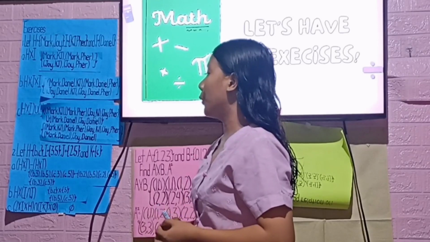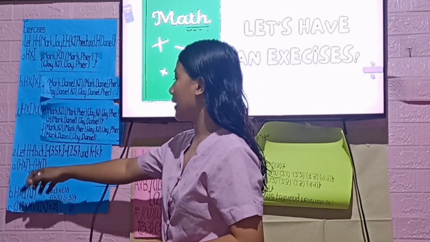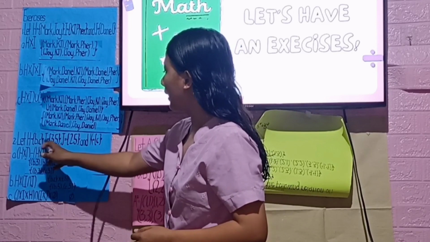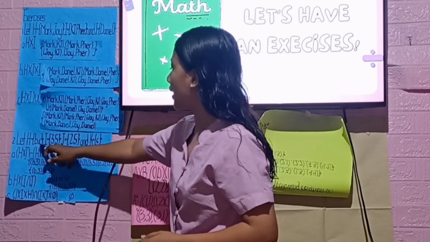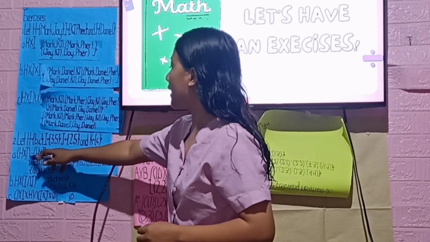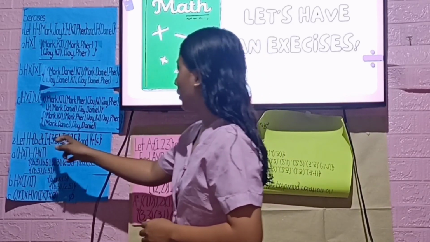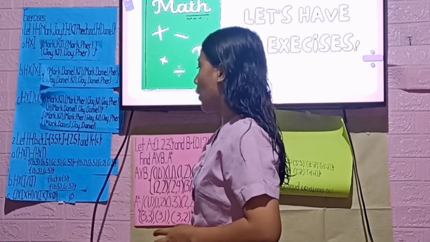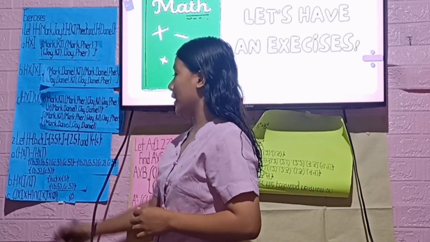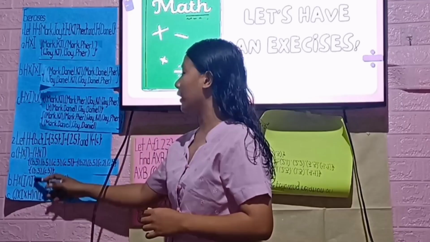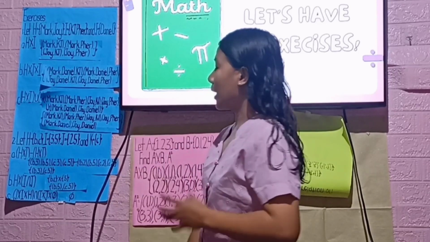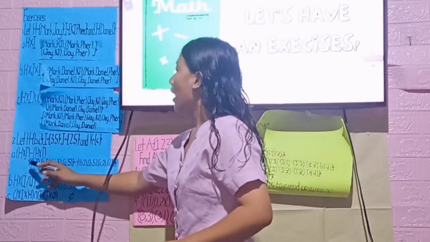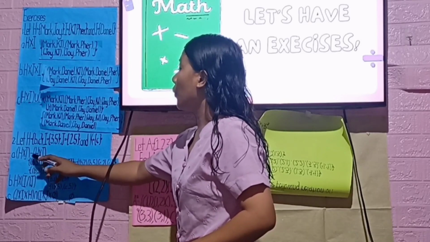So, correct. In our number 2, H cross I minus H cross J. Let's answer first H cross I. So, H cross I is (B, 3), (B, 5), (C, 3), (C, 5), minus H cross J. H cross J is (B, 2), (B, 5), (C, 2), (C, 5). So, if we get the difference of H cross I and H cross J, we get (B, 3) and (C, 3), because we cancel (B, 5) and (C, 5). In H cross I, it is (B, 5) and (C, 5), the same as with H cross J.